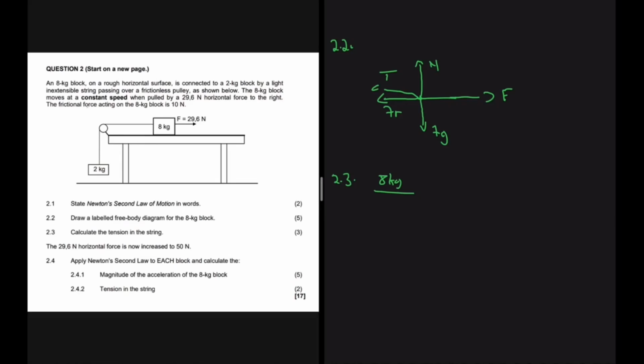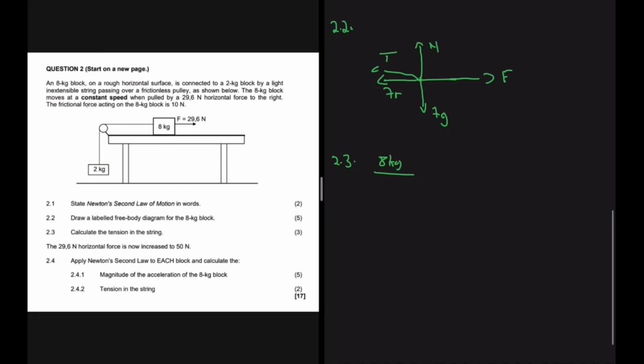But then usually in questions like this, the answer for 2.1 helps you answer 2.2, and the one from 2.2 helps you answer 2.3. Because 2.2 says the free body diagram of the 8 kg block, it's most likely that in 2.3 you will be using the 8 kg block. But let's just go ahead and see.